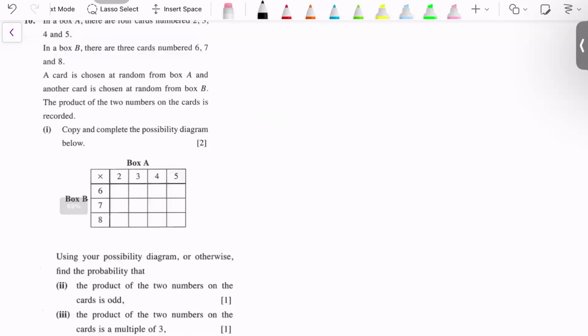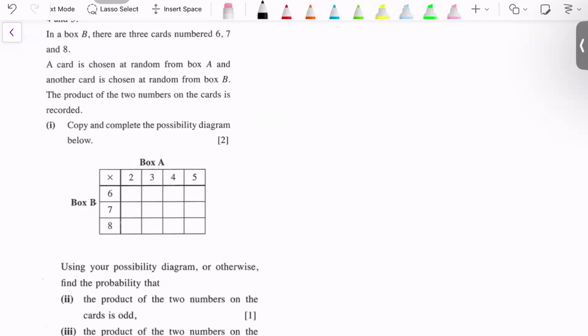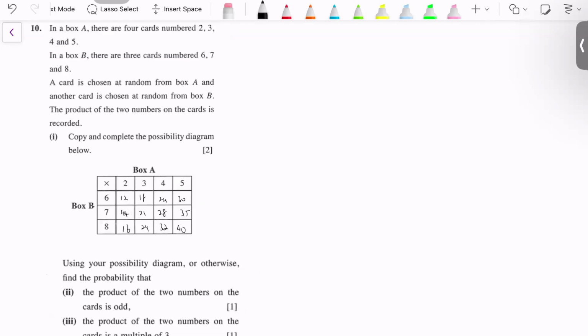So we complete this table. In this case, it's basically the number from box A multiplied by a number from box B. So we just need to complete this table. 12, 14, 16. Okay, so we have completed this table.